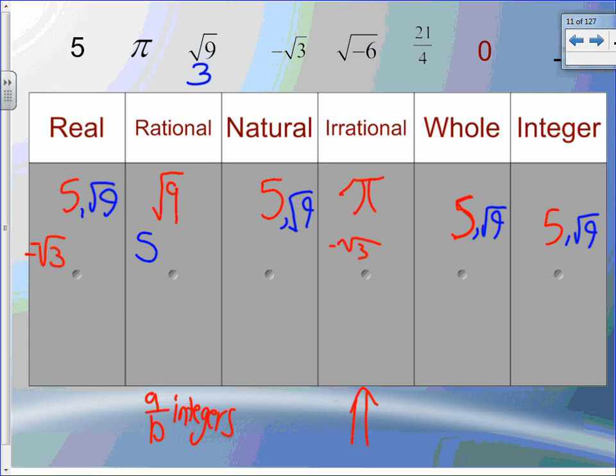Yeah. So you're saying it's real? Yeah. Okay, raise your hand if you agree with DJ. Is the square root of negative 6 real?